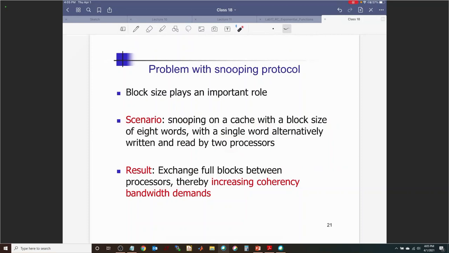Ideally, what would you want? Well, ideally, you would want to only update that single word, but that's not how things work. Whenever you have a cache miss, you bring the entire block of memory into the cache. So that's a problem, and it becomes a bigger problem if the number of words in the block is even more than that. It's going to put even more pressure on the bandwidth there.